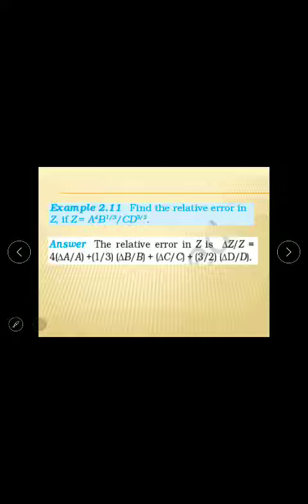See, here it is a divided sign, but according to the rule here we have to take it as an addition. Okay, so C raised to what? 1. So we are taking its relative error delta C upon C, plus D raised to what? 3 by 2. So plus 3 by 2 times relative error of D, that is delta D upon D. So this is the example 2.11 from your textbook. We have seen today the three errors, that is error of sum or difference, error of product or quotient, and error of raised power.